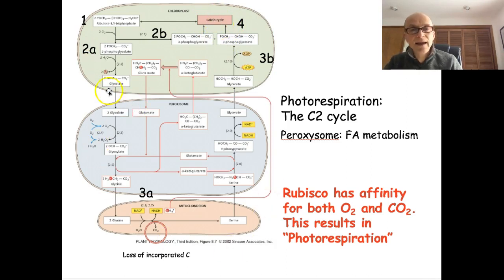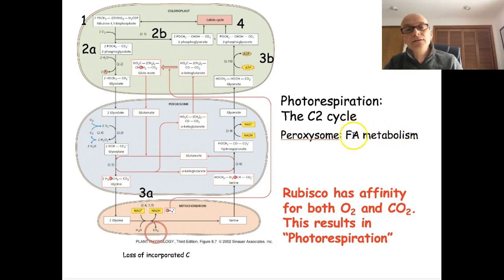But what happens in the way to detoxify glycolate, the 2-phosphoglycolate, to produce a 3-phosphoglycerate? That's the gist of the C2 cycle. So let's take a look. So oxygen was incorporated, 2-phosphoglycolate was created, and the glycolate is now exported out of the chloroplast into a body here that's called the peroxisome. So the peroxisome in plants is a place where fatty acid metabolism occurs.